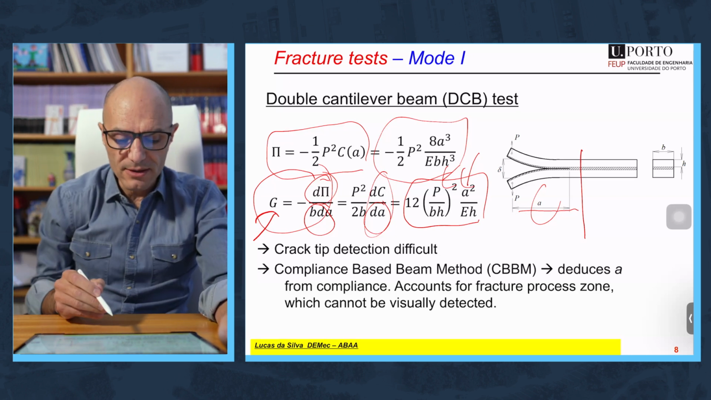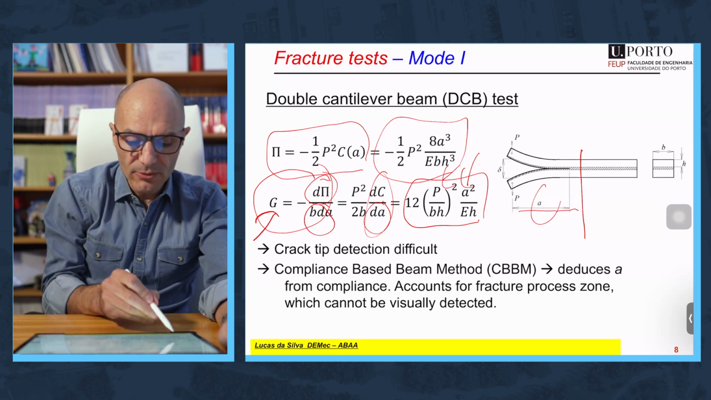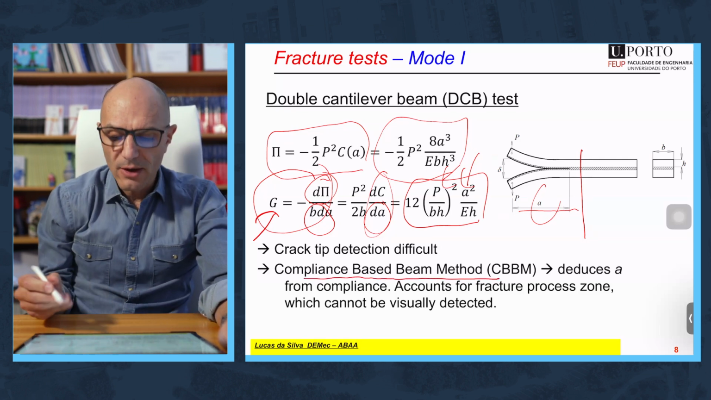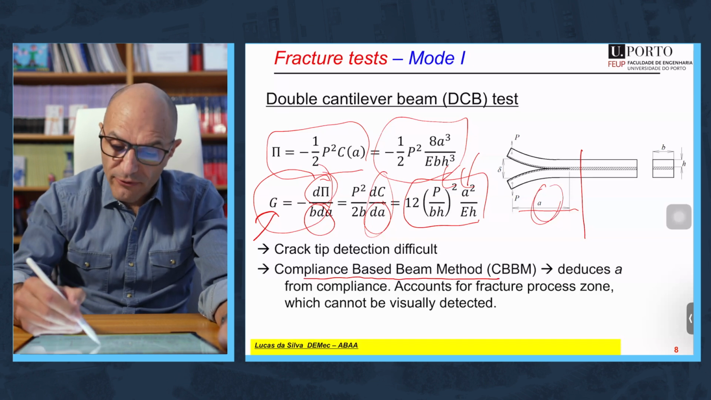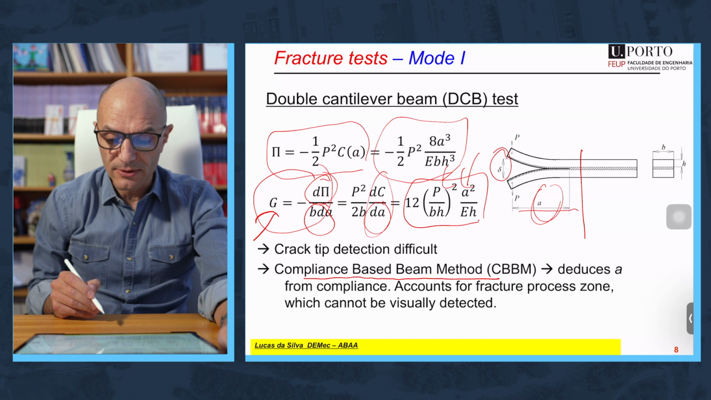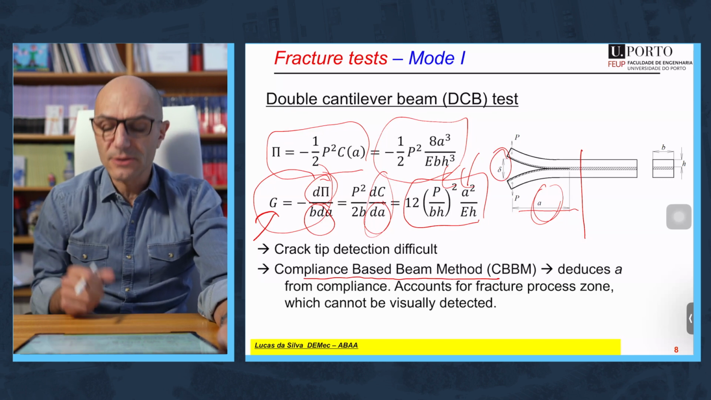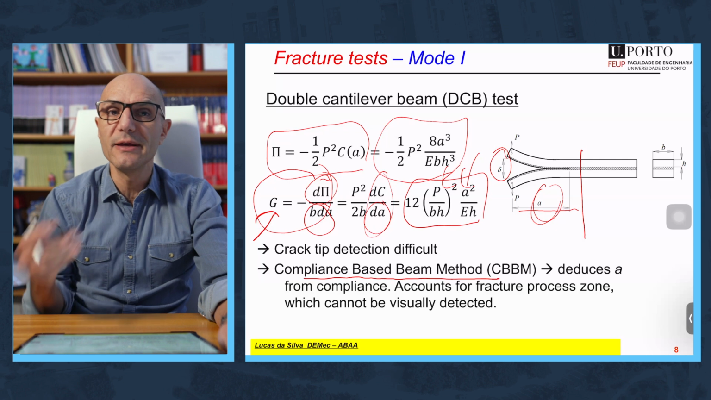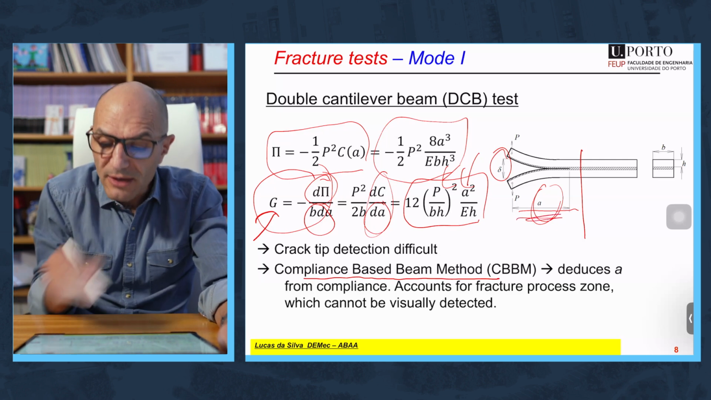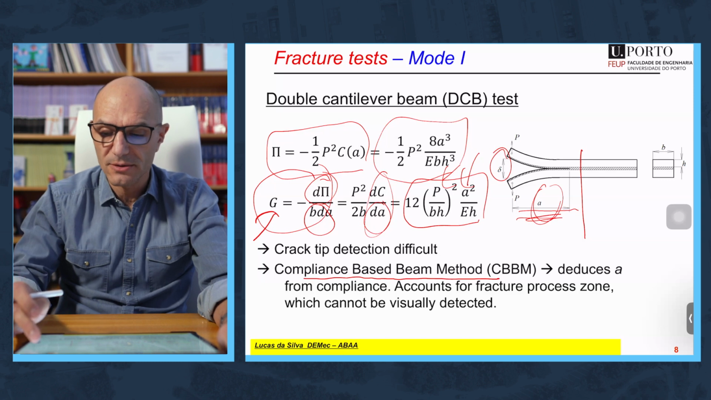So one thing that is commonly done is to use another data reduction scheme, which is the compliance-based beam method, which deduces the crack length from the measurement of this displacement. There is some mathematical treatment involved, but it's not that complicated, and you can actually get the fracture energy without even looking at the crack length, which is a very powerful data reduction scheme.